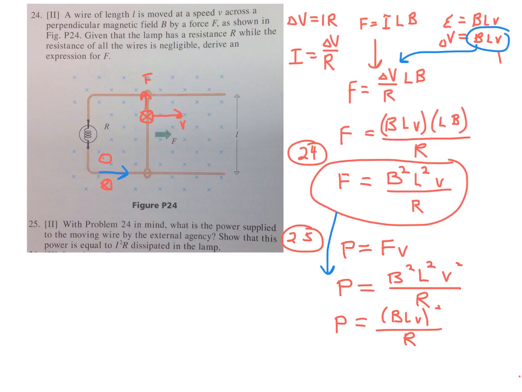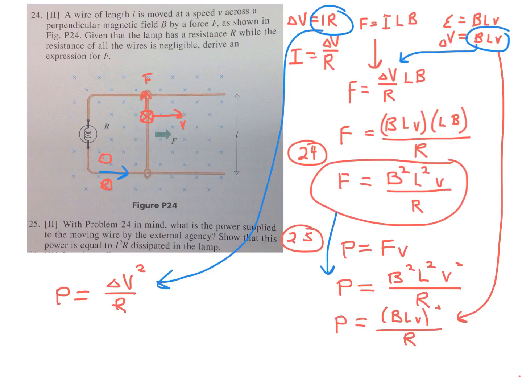Well, BLV, if you look way up on the top here, is delta V. So I'm a little out of space here, so I'm going to go way over to the left. That means that P equals delta V squared over R. And if you remember, I'll go back to Ohm's law again, delta V equals IR. I'm not necessarily doing this the most direct way, but delta V equals IR. So if we go way up here, that comes all the way down. P equals that IR quantity squared. So it's going to be I squared R squared over R.